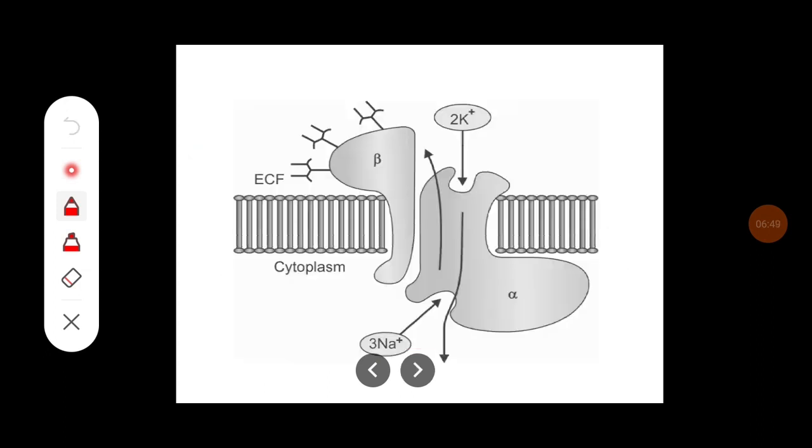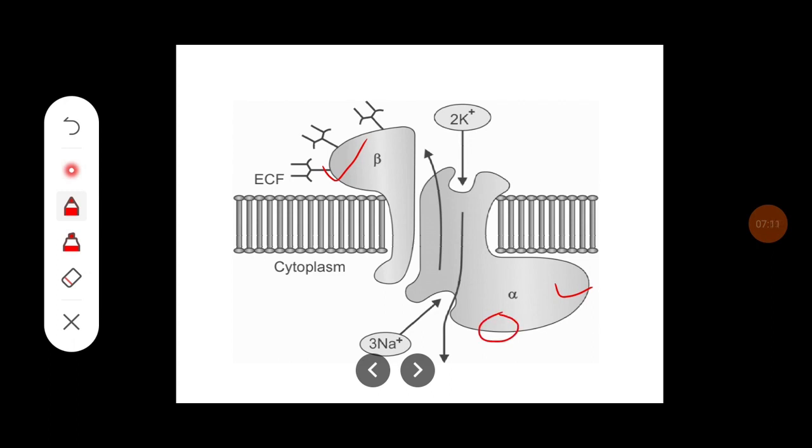This causes the second change in the configuration of the protein, resulting in 2 potassium ions moving into the cell. So this is the diagram of the sodium potassium pump, where you can see the alpha subunit and beta subunit. Most of the receptors for sodium and potassium are present on the alpha subunit, inside and outside, whereas there is also a binding site for ATP intracellularly.